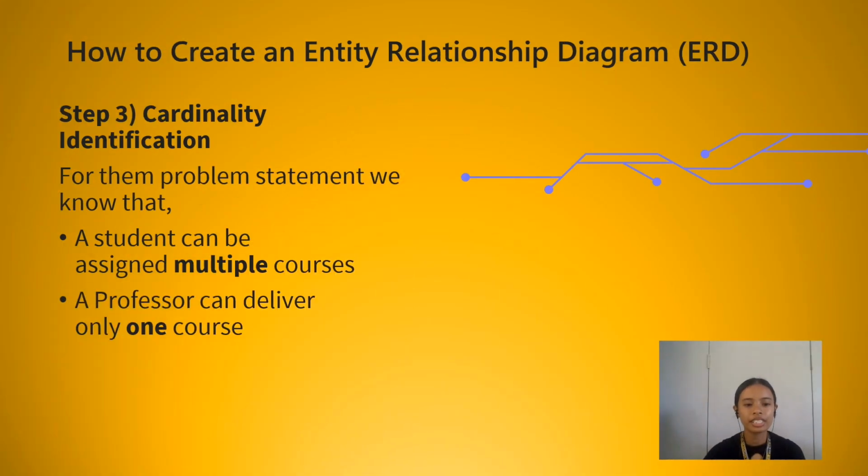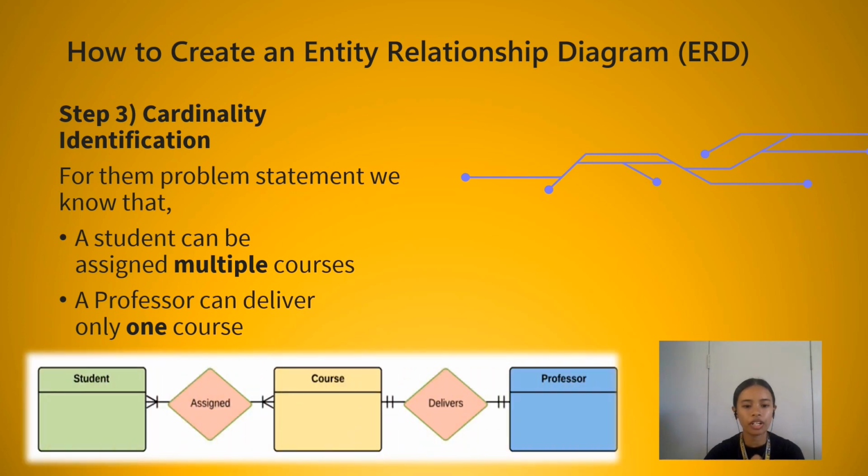The third step is cardinality identification. That is when a problem exists. Here, we will apply what we have learned from Ate Michelle that cardinality is used based on the problem or situation given. In the picture shown, it uses many to many and one to one, which in the situation we assume. A student can be assigned to multiple courses and a professor can deliver in one course.